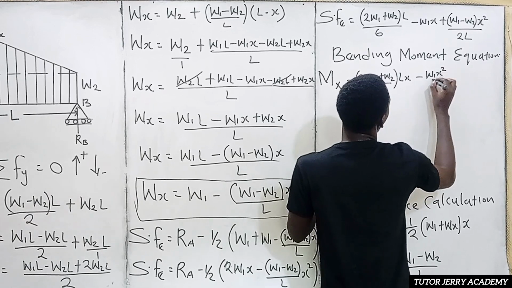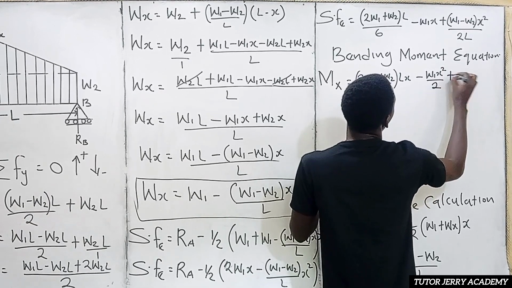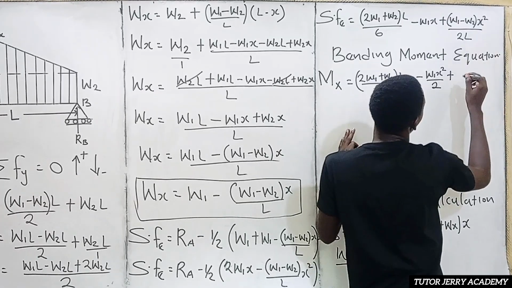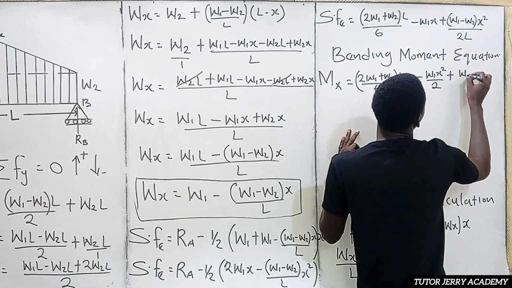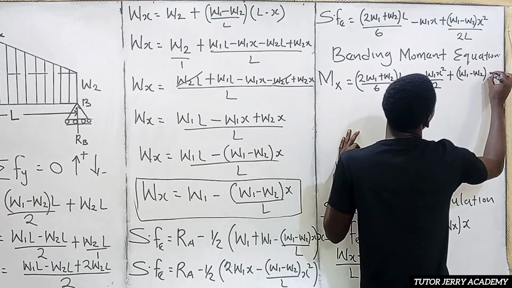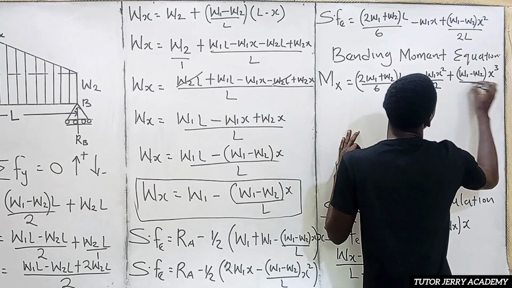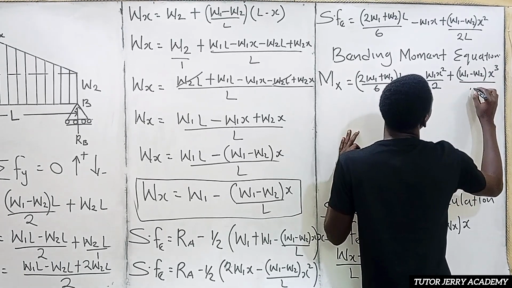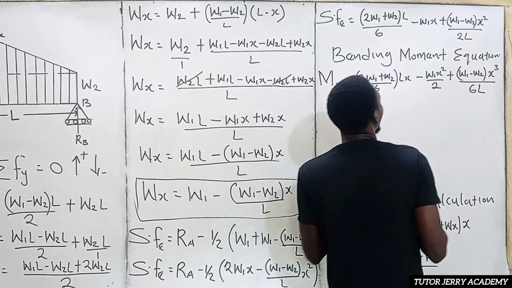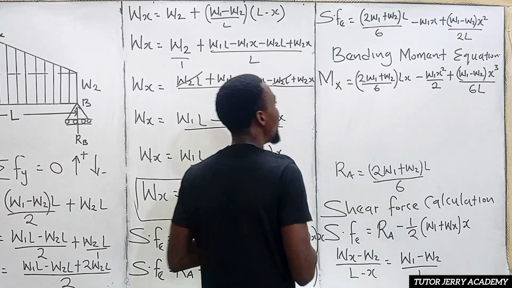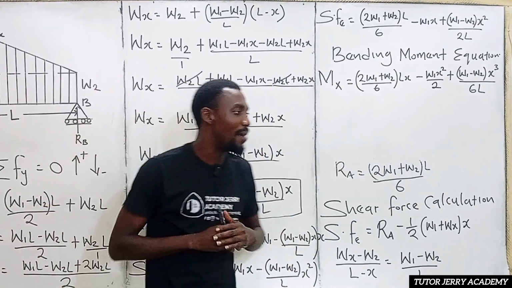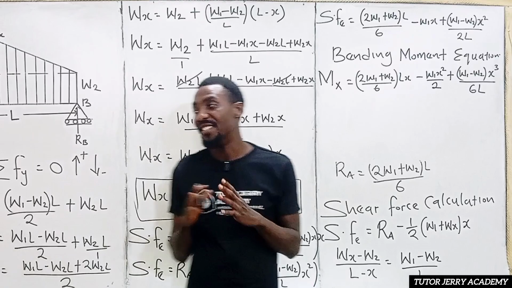That is S squared all over 2, plus. So we are going to multiply this by S over 3. So we are going to have (W1 minus W2), then S over 3 all over what? All over 3 times 2L, that is 6L. So this will be our bending moment equation. This is how to go about this derivation.